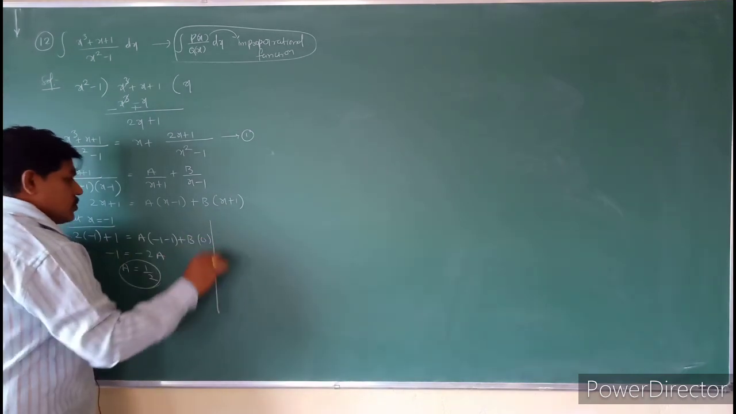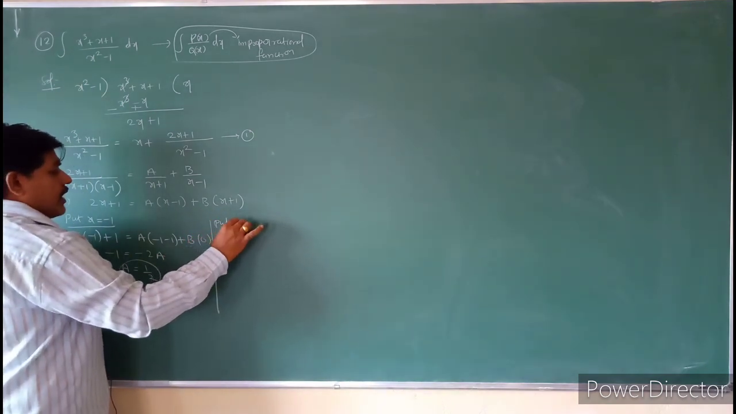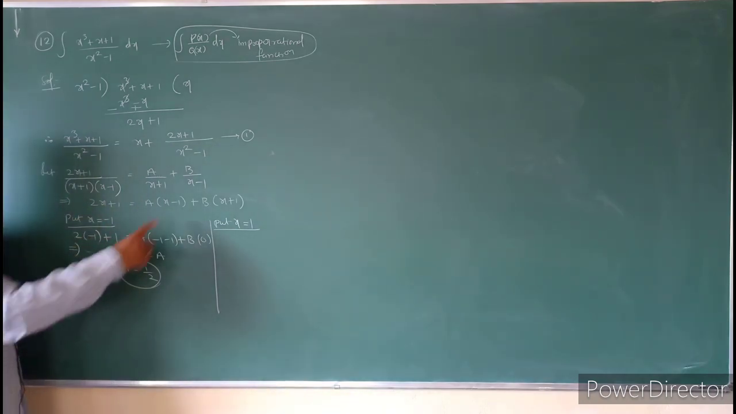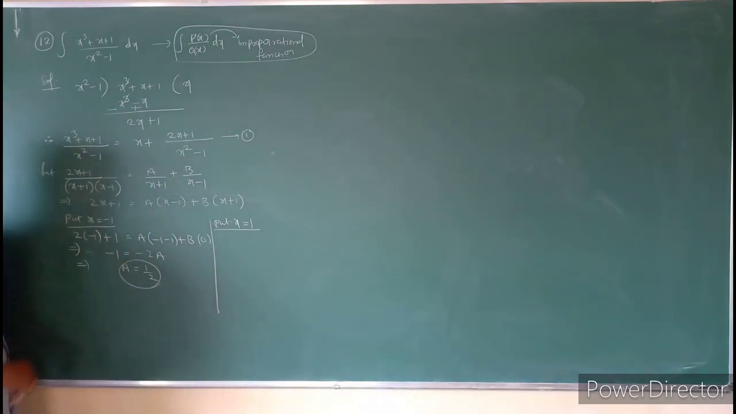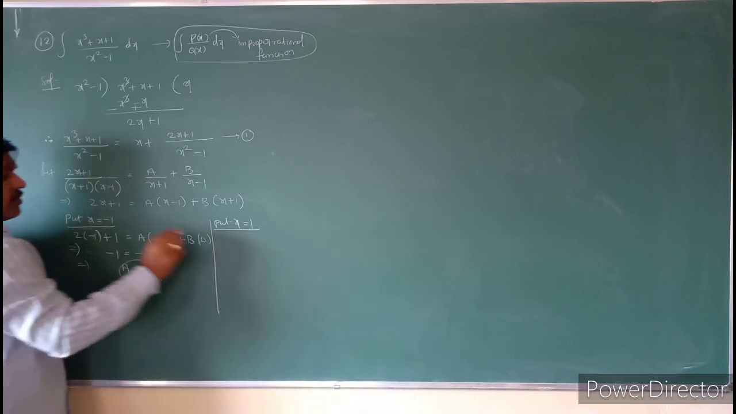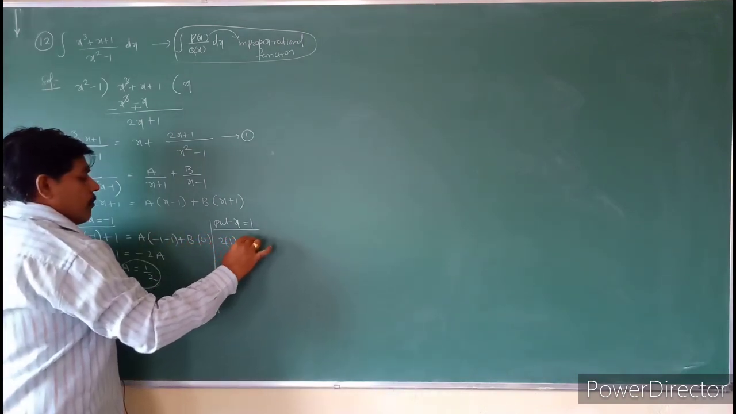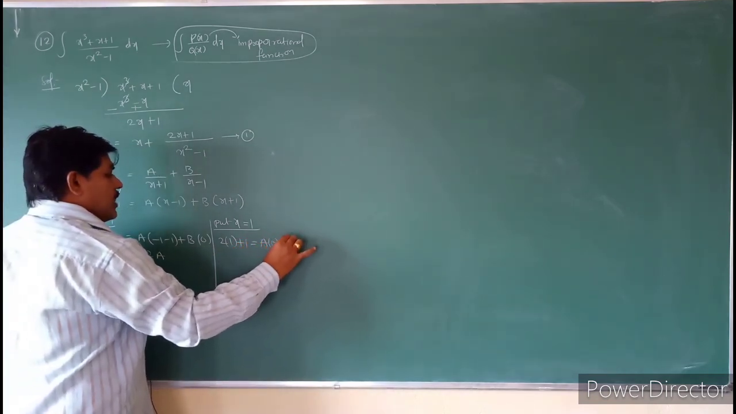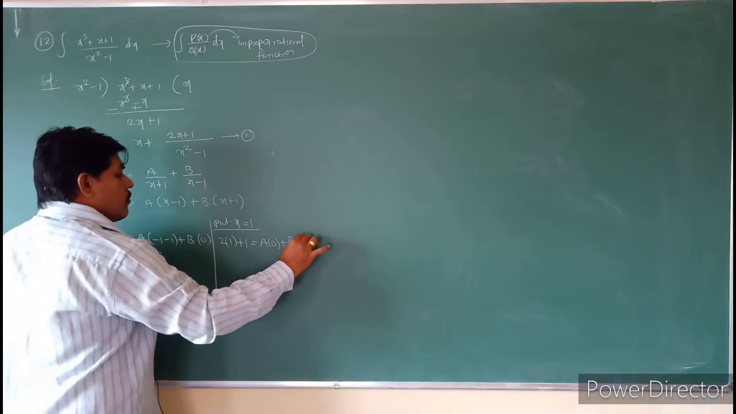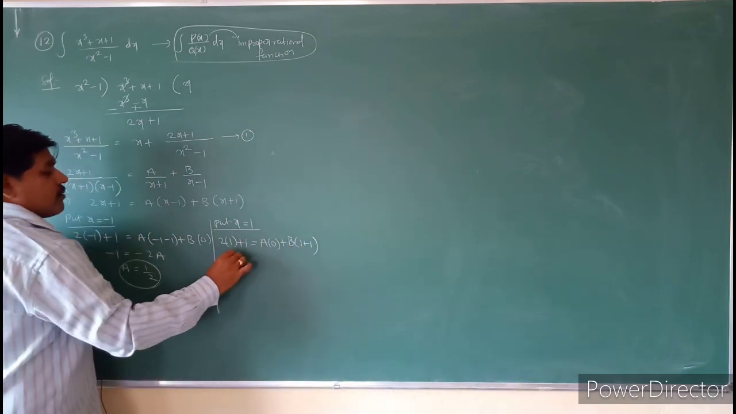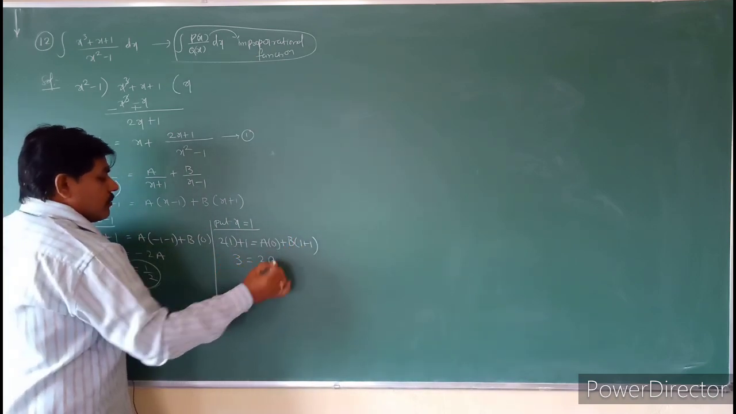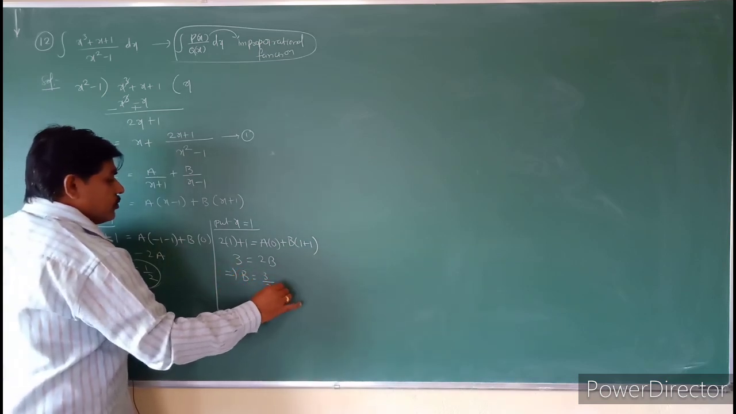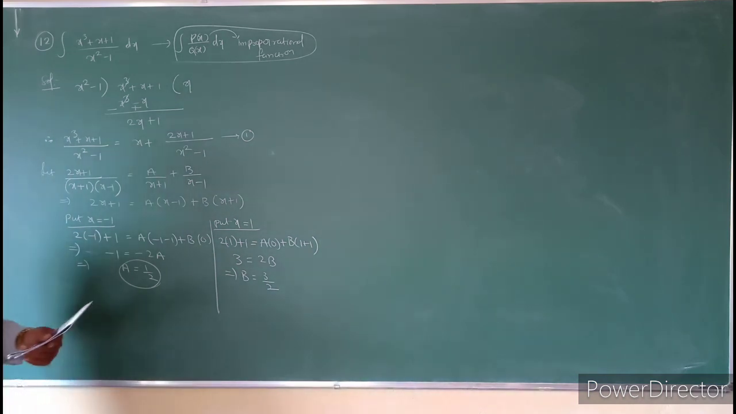Next, put x is equal to 1. If x value is 1, you will get the b value. So 2 into 1 plus 1 is equal to a into 0 plus b into 1 plus 1. So that is nothing but 3 is equal to 2b. So that implies b is equal to 3 by 2.